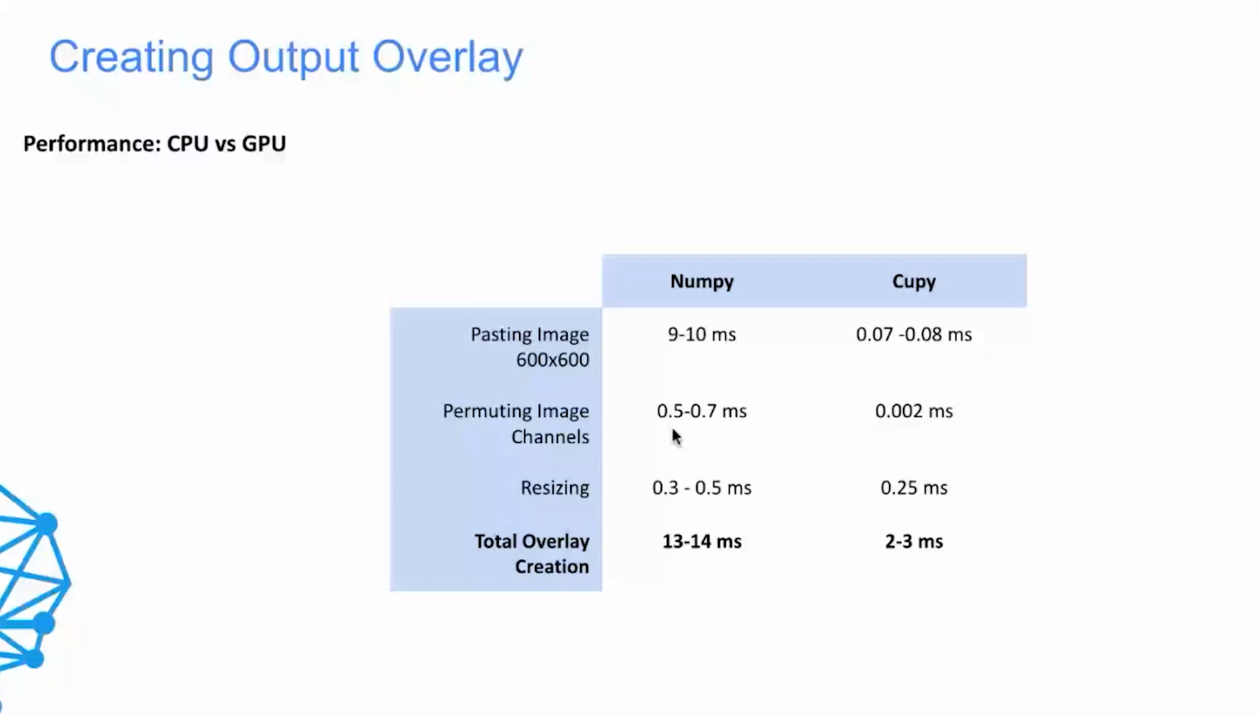Permuting image channels is a common thing that is performed during resizing and during pasting the images onto the canvas. So all these add up to 13 to 14 milliseconds for NumPy and 2 to 3 milliseconds for CuPy. This is a huge gain that we saw in our pipeline, and it allows us to remain real time and be able to show our content.